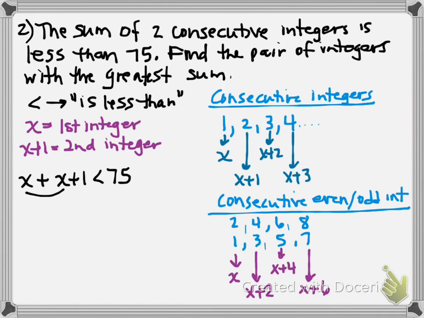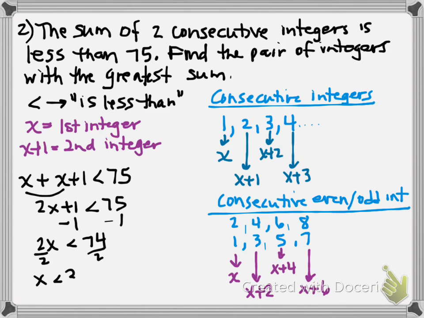I have some like terms, and I have 2x plus 1 is less than 75. I'm going to subtract 1 from both sides, and I get 2x is less than 74. Divide by 2, and I get x is less than, 2 goes into 7 3 times, which is 6 with 1 left over, and 2 goes into 14 7 times.